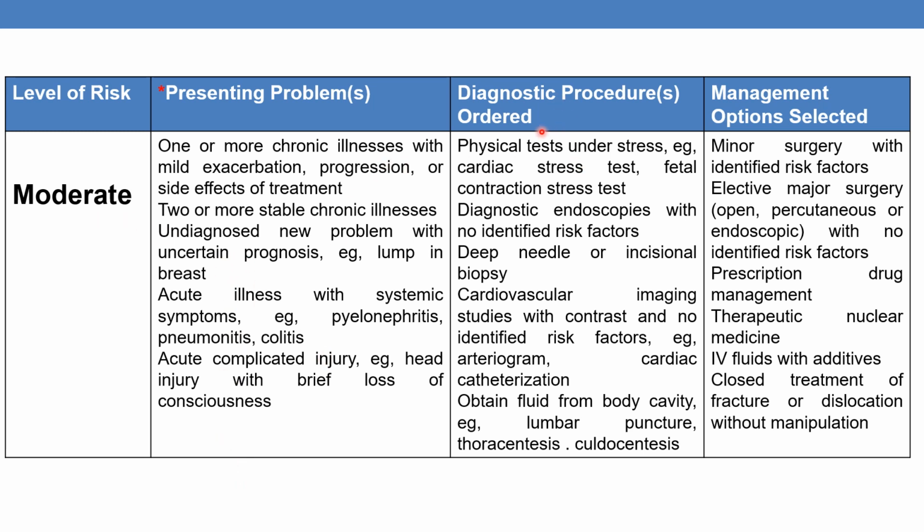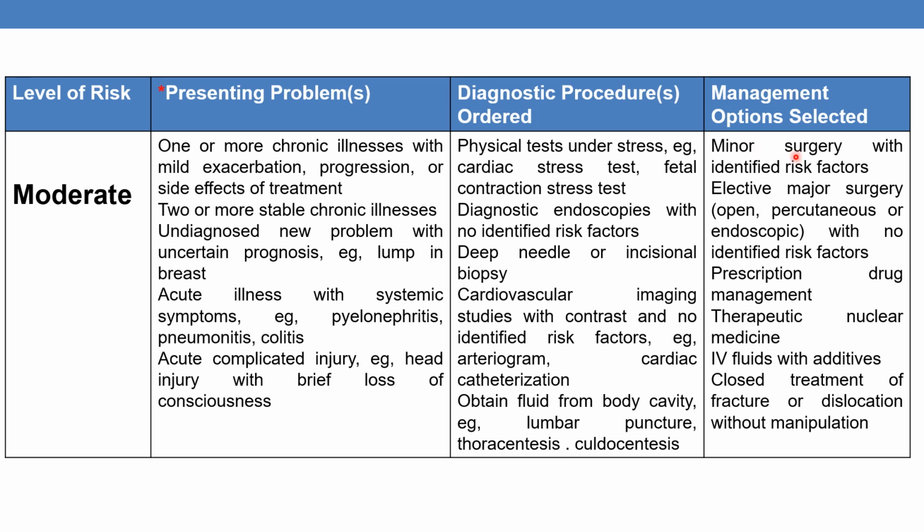And coming to the diagnostic procedures ordered: physical tests under stress, for example, cardiac stress test, fetal contraction stress test, diagnostic endoscopies with no identified risk factors, deep needle or incisional biopsies, cardiovascular imaging studies with contrast and no identified risk factors, for example, arteriogram, cardiac catheterization. Obtain fluid from body cavities, for example, lumbar puncture or thoracentesis, culdocentesis. Whenever all these tests are performed, even in that case the MDM is moderate.